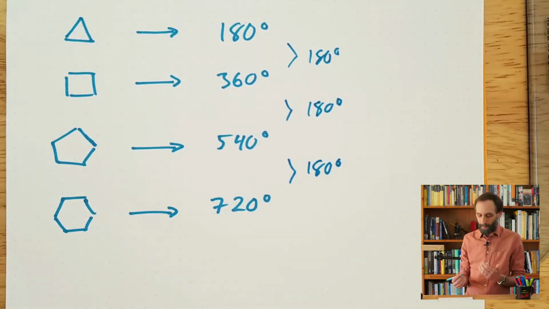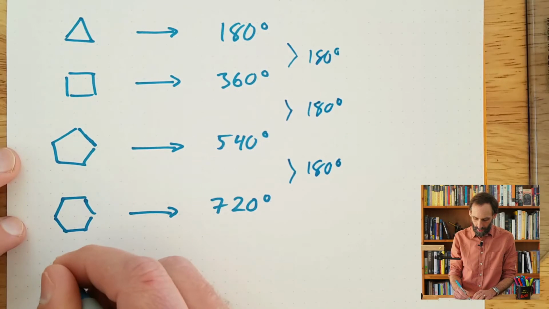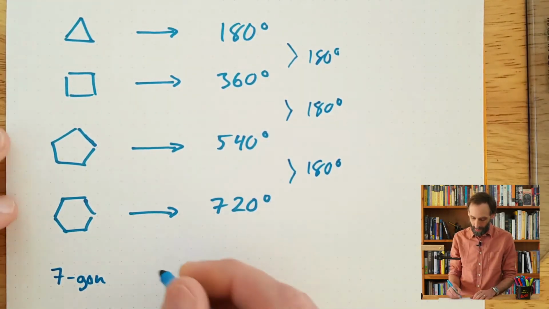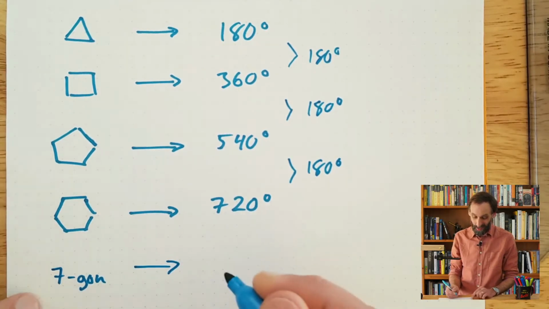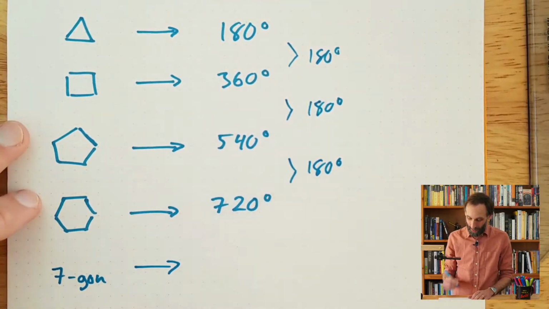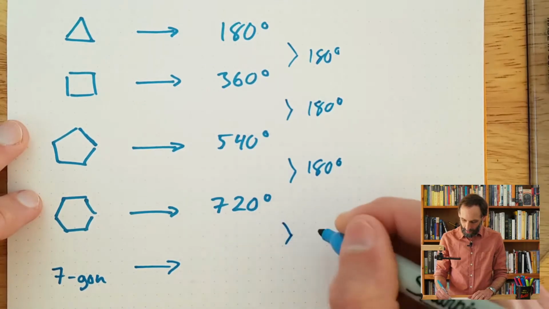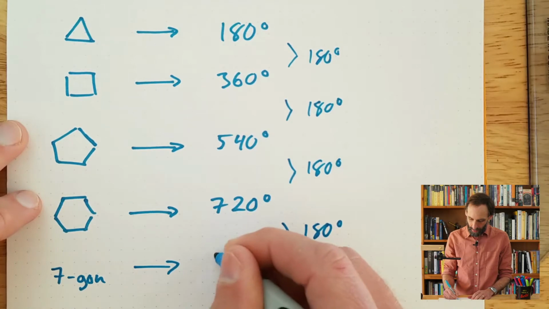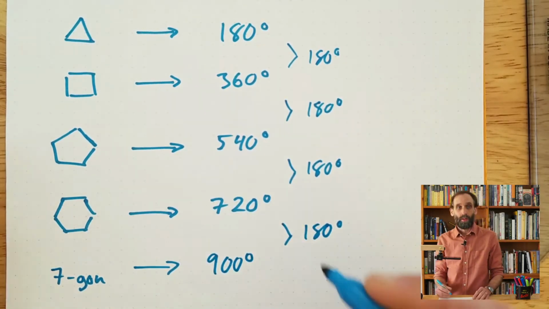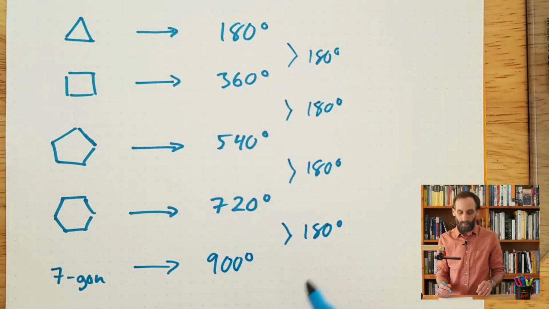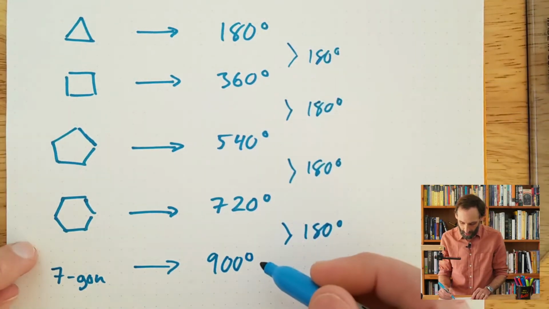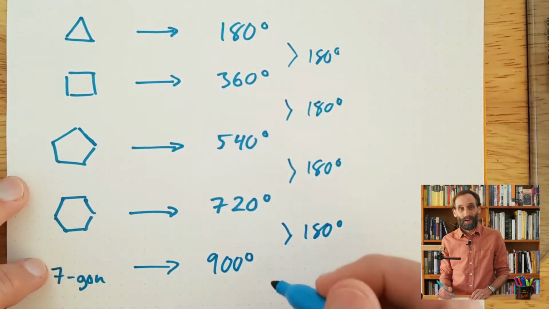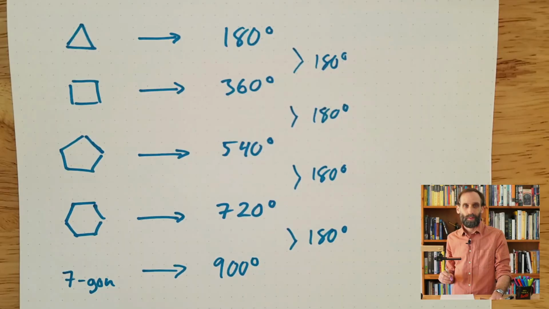And so what about the next polygon down? Let's say a sevengon. A sevengon is also called a heptagon. And I don't feel like drawing it right now, so I'm just going to write sevengon. Well, what is 180 plus 720? That is 900 degrees. So now we haven't proven it, right? But if this pattern continues, we would expect that a sevengon would have an angle sum of 900 degrees.